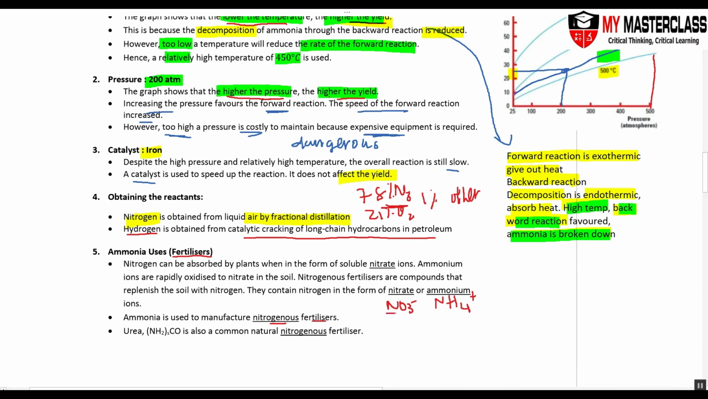Why do we need this? Because the N is needed for your plants to make proteins. Okay, that's all for your ammonia.